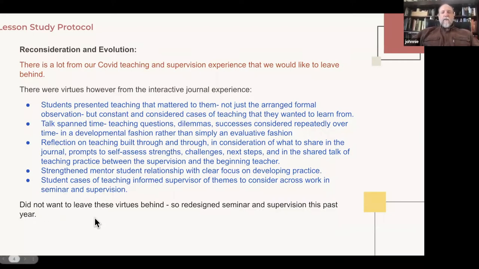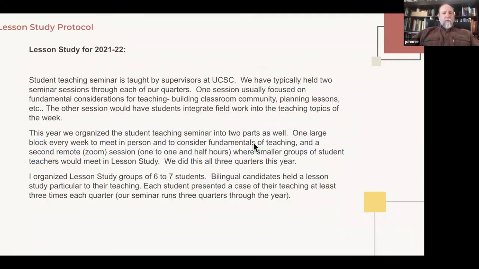So I did not want to leave these virtues behind. So I redesigned the seminar and supervision this past year. I didn't want to let it go. So what I did this year is I redesigned our seminar. Student teaching seminars at UCSC are taught by supervisors in our lecture capacity. We have typically held two seminar sessions through each of our quarters, every week, two seminar sessions.